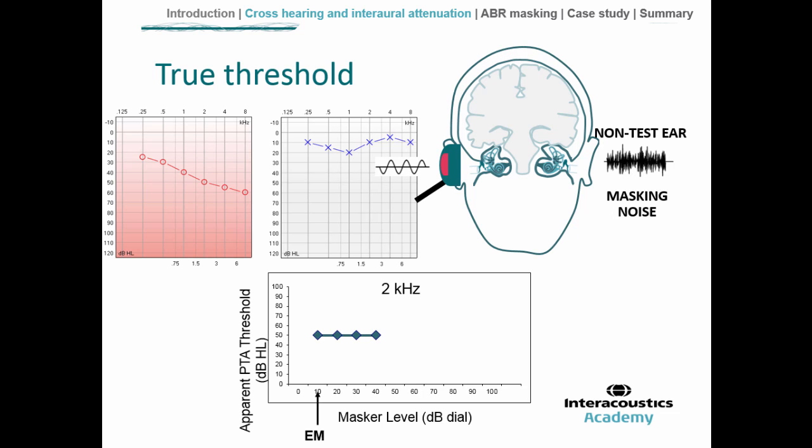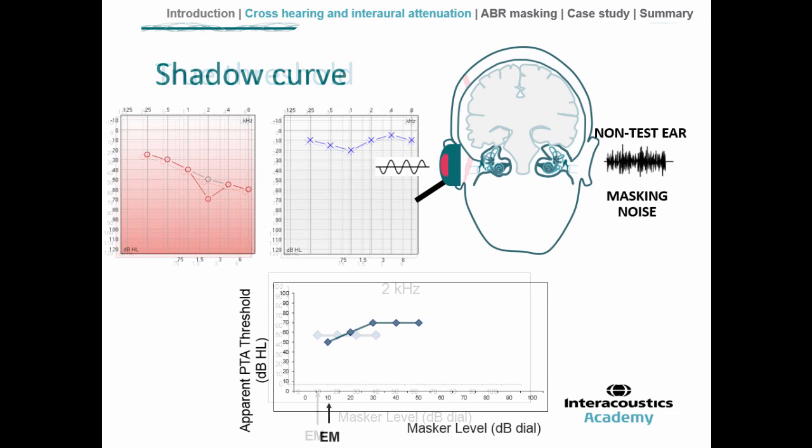So here we have the same audiogram, but in this example, as you can see from the sound waves, they are crossing over all the way to the non-test ear. And so it's possible that in this case the threshold as we measured it on the right was in fact a shadow curve of the left. So now when we present the masking sound to the left ear, the threshold on the right should change accordingly. And so that's what happens.